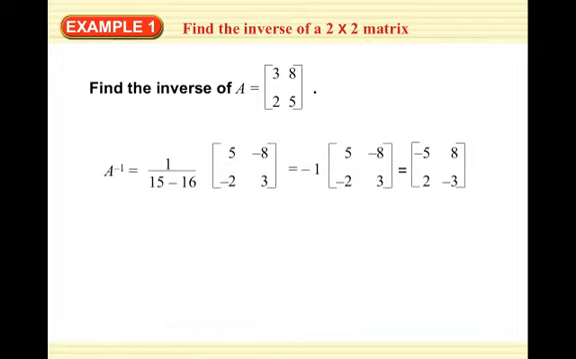15 minus 16 is -1, and 1 divided by -1 is -1. So we've got -1 times 5, -8, -2, 3. Multiply each of the elements by -1, and we get -5, 8, 2, -3.